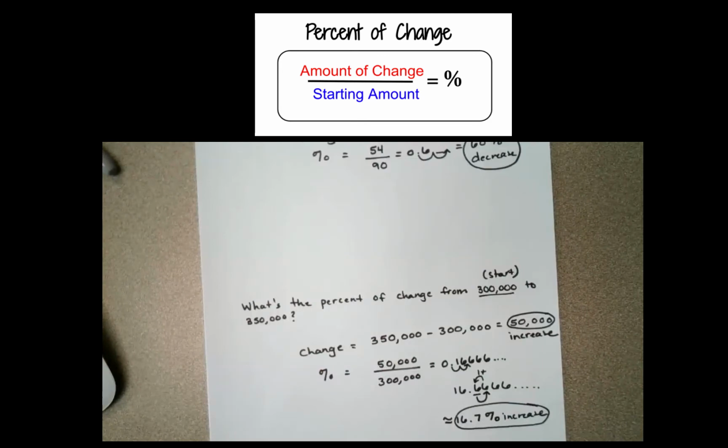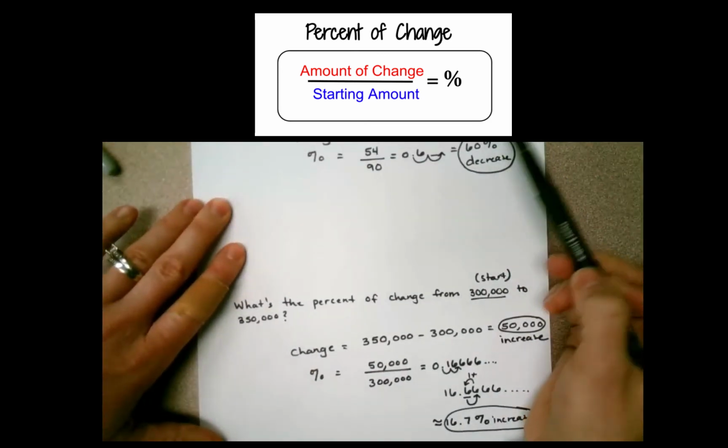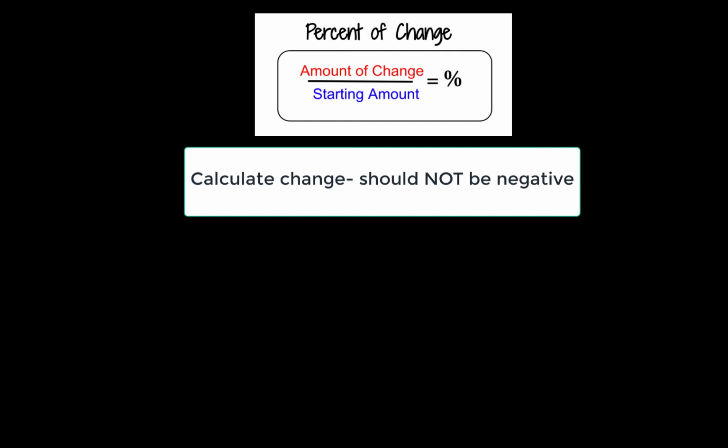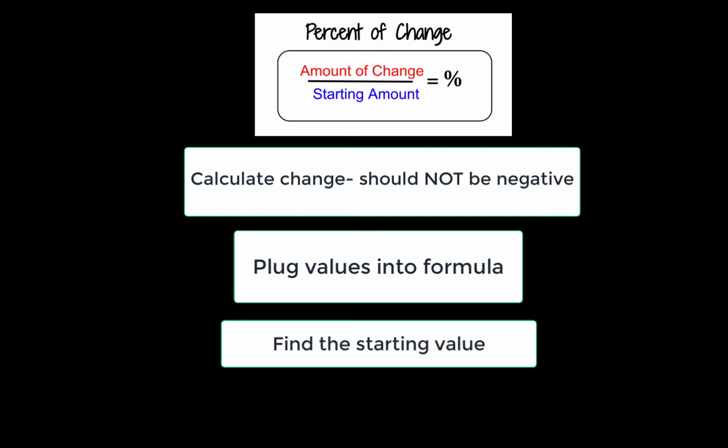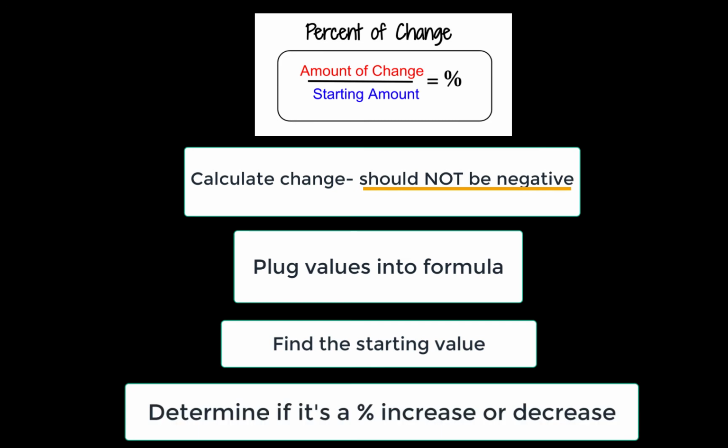This is how we use the percent of change formula. It's really important to first calculate your change and then plug your values into the percent formula. You need to recognize your starting value. That's an important part. And also remember, percent of change, it's not a negative concept. So we always want to, when we're calculating our change portion, take the smaller value away from the larger. Finally, pay attention to whether it's an increase or decrease. And remember to use your logic. If you're starting with a larger value and going to a smaller, it's going to be a decrease. If you're starting with a smaller value and going to a larger, it's going to be an increase.